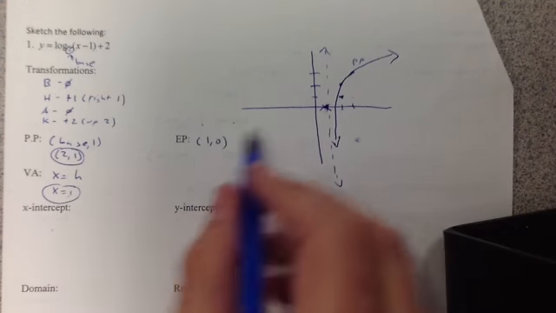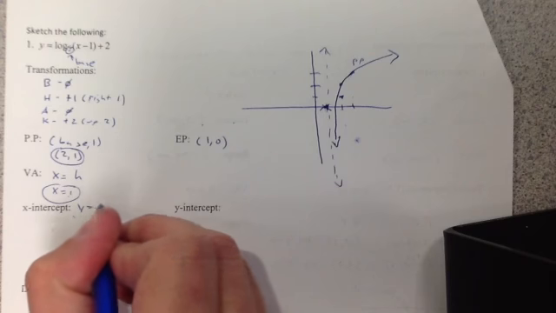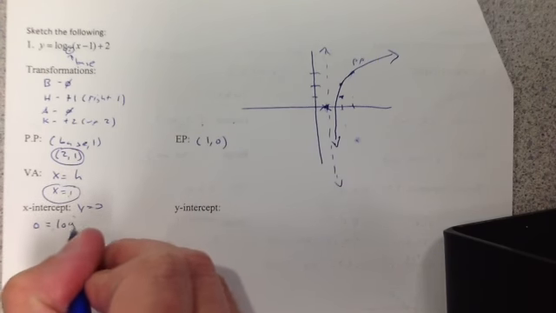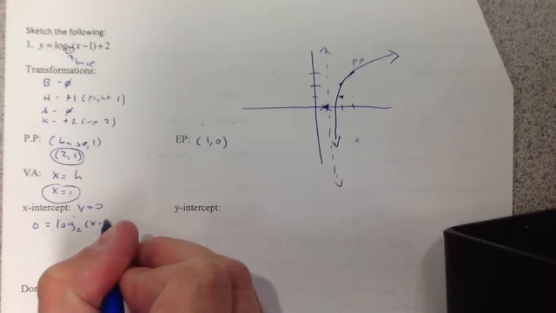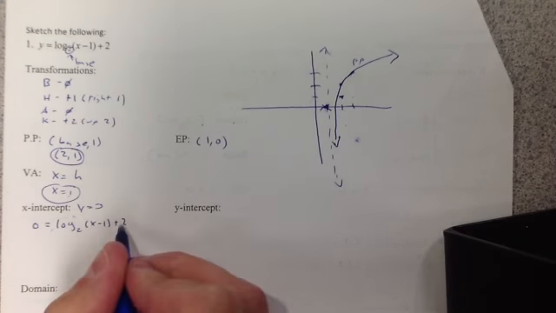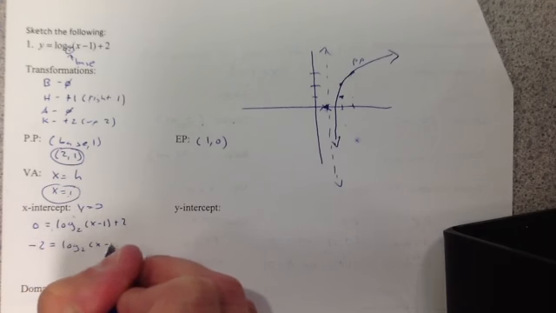Now, look at the graph here. Does this have an x-intercept? Yes. Let y equals 0. Solve it. 0 equals log base 2 of x minus 1 plus 2. Solve it. We get negative 2 equals log base 2 of x minus 1.